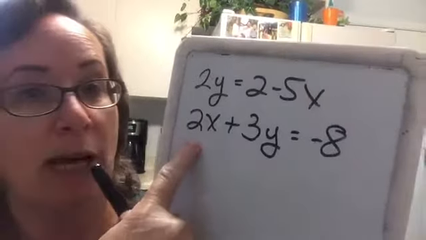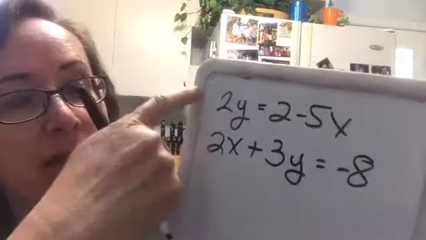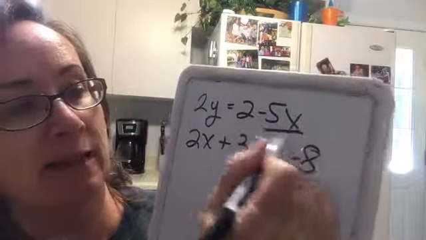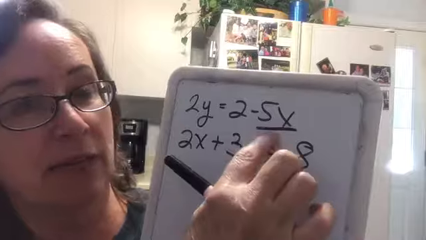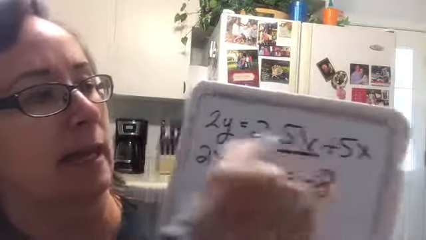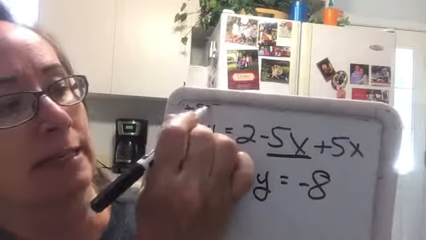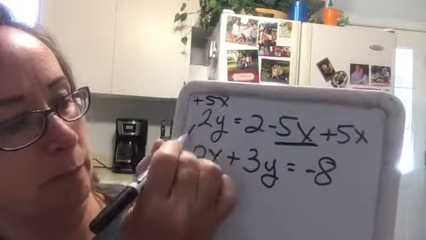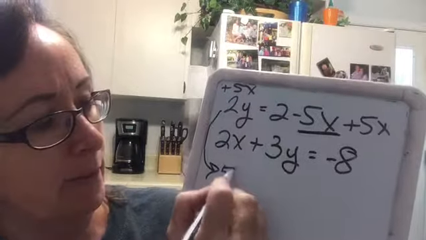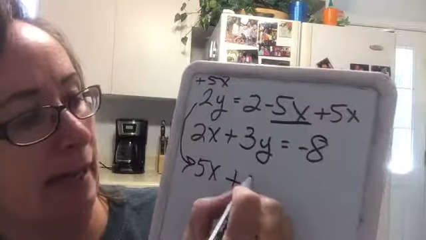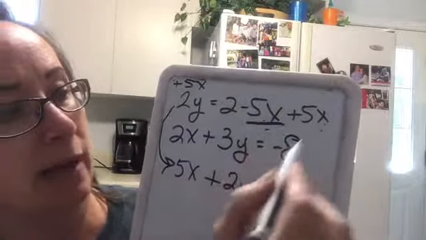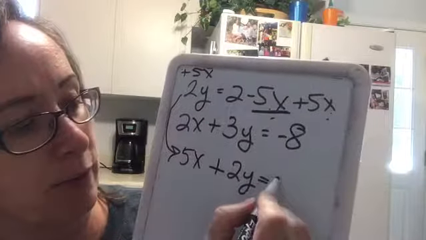Since we already have one in standard form, we're going to change this one into standard form, which means I need to take this 5x, it's a negative 5x, so I'm going to add a 5x to both sides, so plus 5x, and over here plus 5x. Okay, so now I'm going to bring this new equation down here, and I'm going to have 5x plus 2y, and here my negative 5x and my positive 5x will cancel out, and I'll be left with a 2.